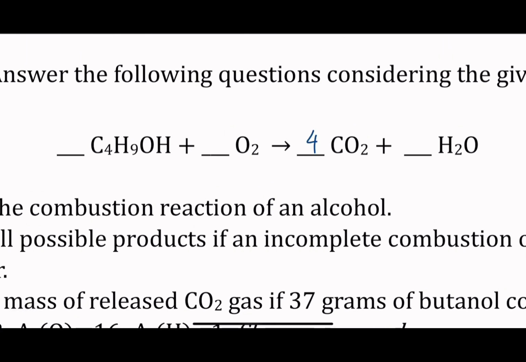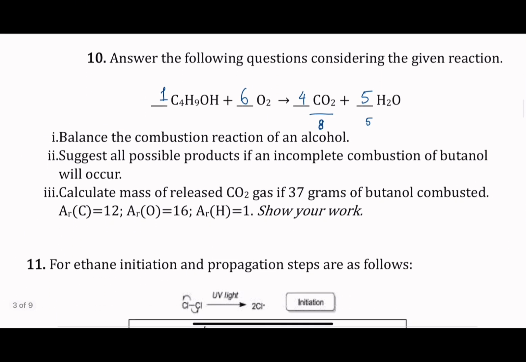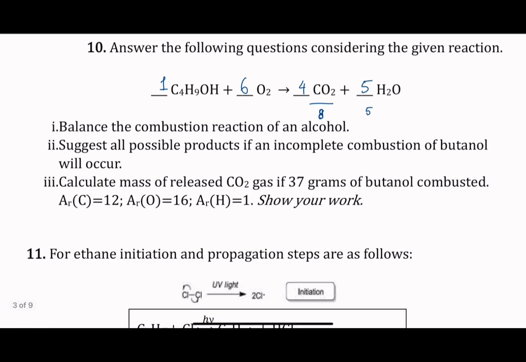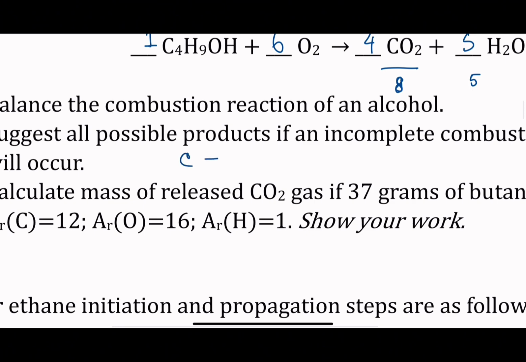So you put 4 and then you have 10 hydrogens on the left, so you put 5 in here and then you check for oxygen. You've got 4 times 2, which is 8 oxygen, and then 5 in here, so 13. And then in order to get to 13, you put 6 here and you put 1, and everything is handled. Suggest all possible products if an incomplete combustion of butanol occurs. So incomplete is either soot or just CO and water.